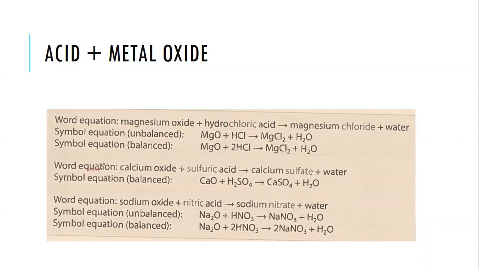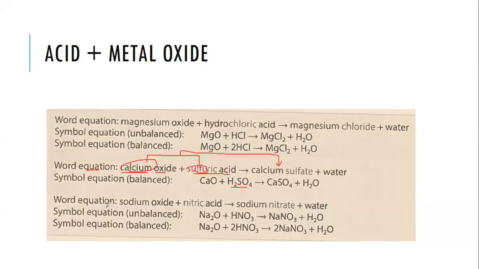The word equation: calcium oxide. Calcium is a metal, and it's in group 2 on the left hand side of the periodic table. The oxide is a metal oxide, plus sulfuric acid, H2SO4. I know sulfuric acid, we gave lots of examples just now. The calcium and the sulfate come together to produce calcium sulfate. That's our salt, plus water. The other product is always water.